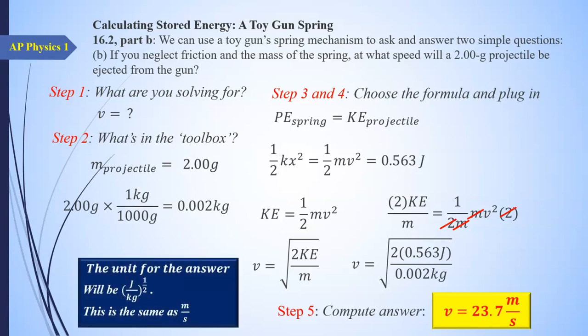Now the unit for the answer will be the square root of joules per kilogram. That's the same as meters per second. Don't worry about the units in this case.